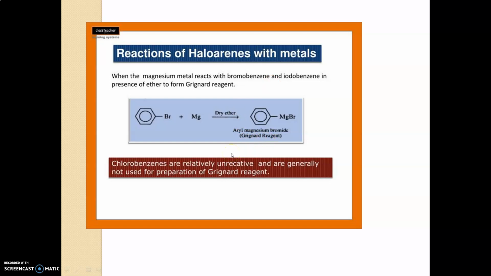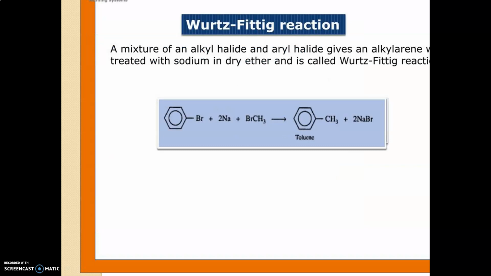And they are very highly reactive. Chlorobenzenes are really unreactive and are generally not used for the preparation of Grignard reagent. We'll use bromobenzene instead of chlorobenzene, because chlorobenzenes are less reactive. Or else we can use iodobenzene. So aryl magnesium bromide forms. This aryl magnesium bromide is a very good reagent, and we can convert this Grignard reagent into so many compounds. Hence, it is a very important organic compound.